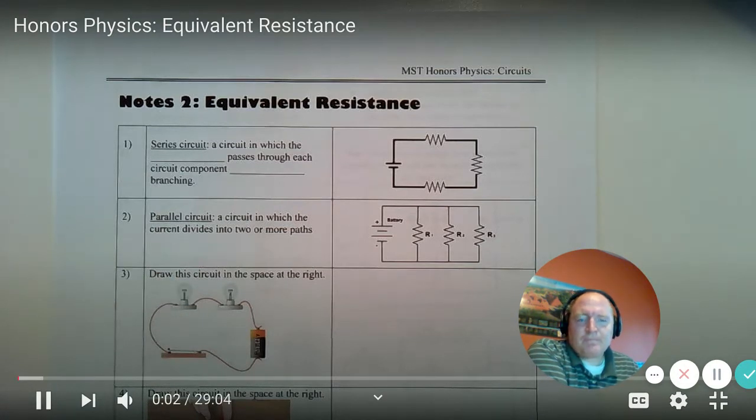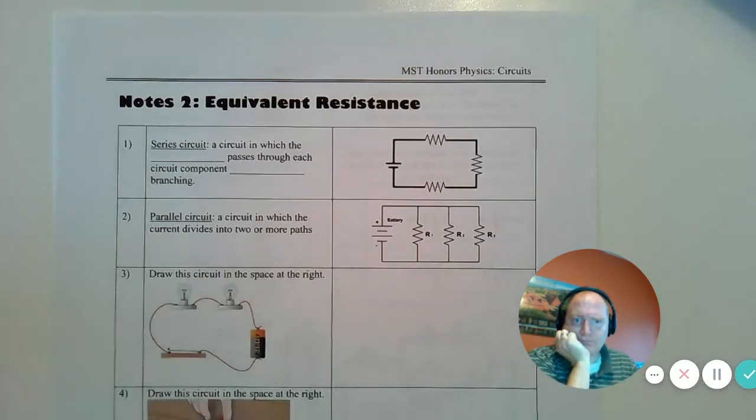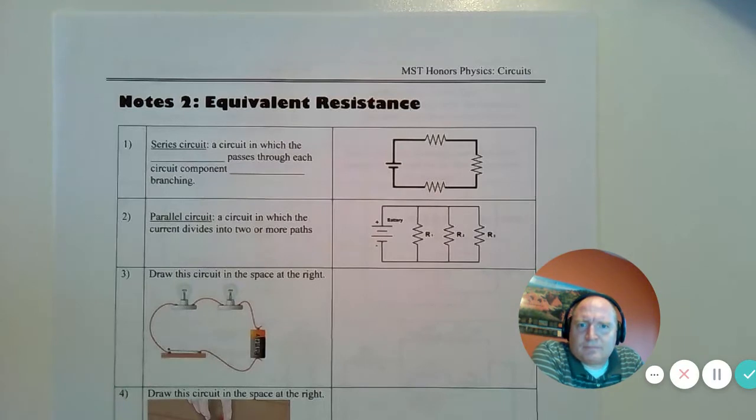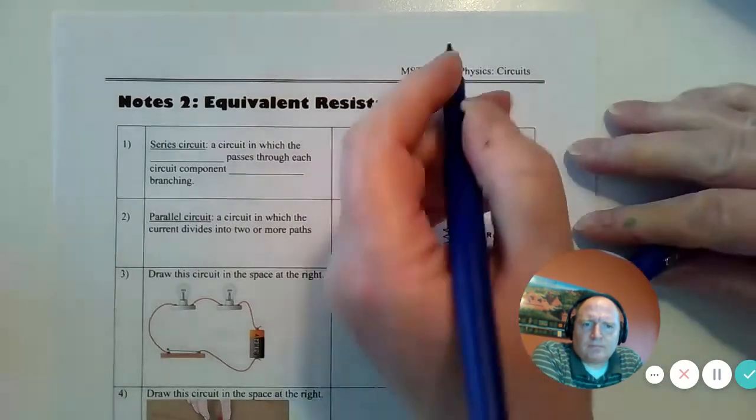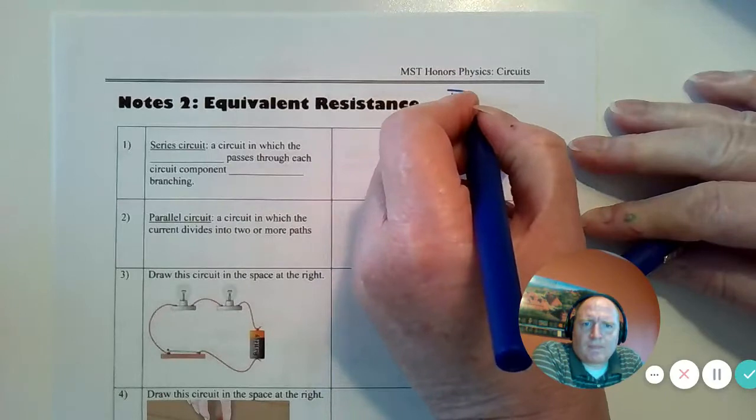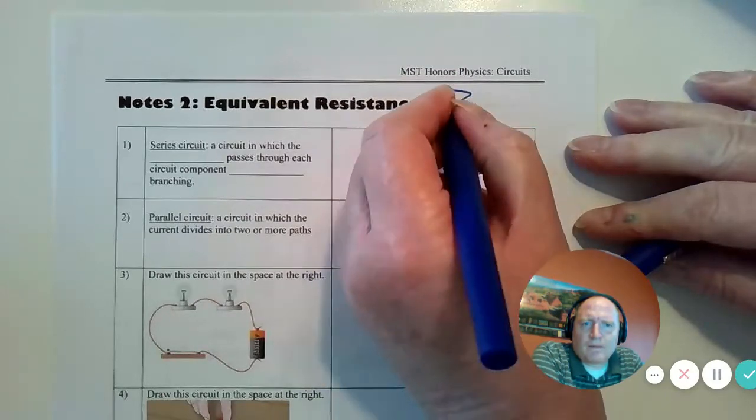All right, in this lesson, we're going to look at the difference between series and parallel circuits. Excellent. And then we're going to learn to calculate what's called the equivalent resistance. Let's talk about that first. Equivalent resistance is another way of saying the total resistance. So I'm going to write down RT.